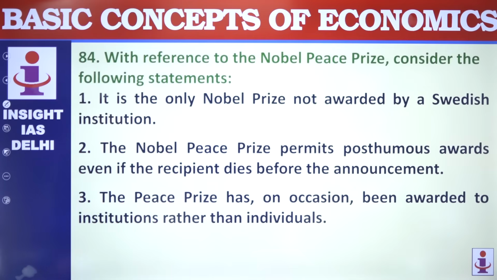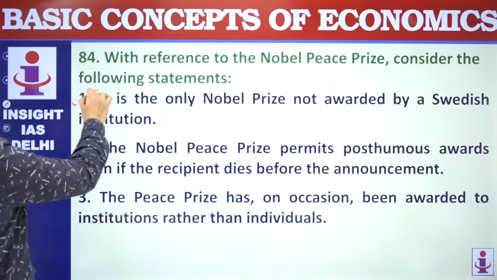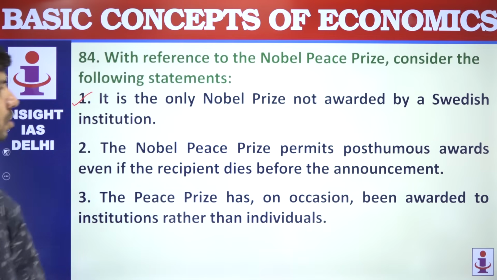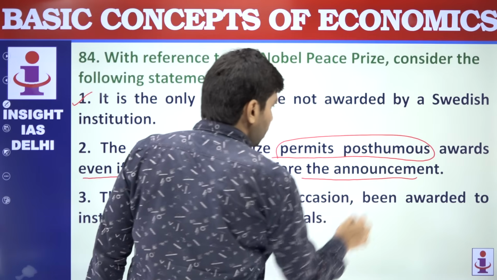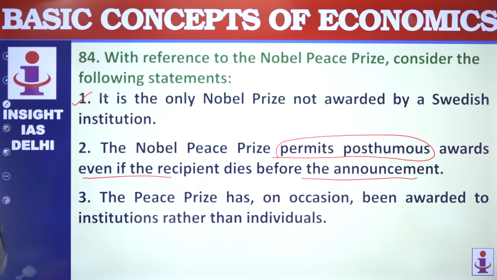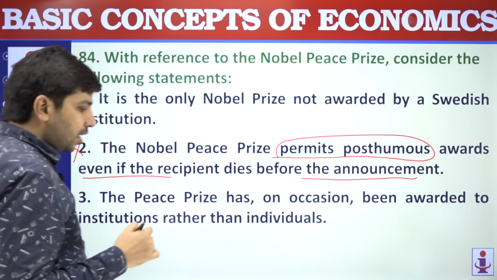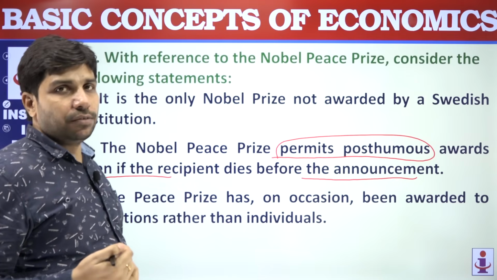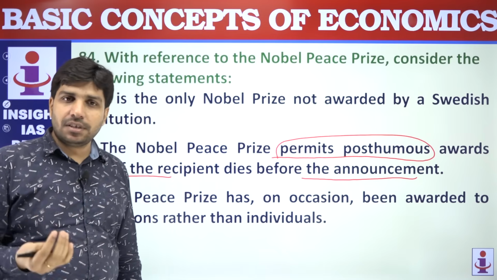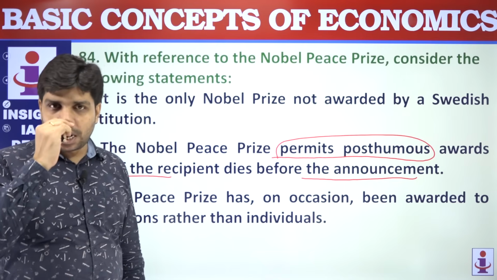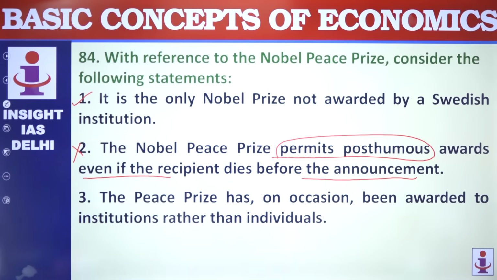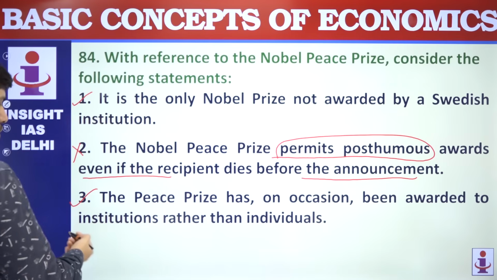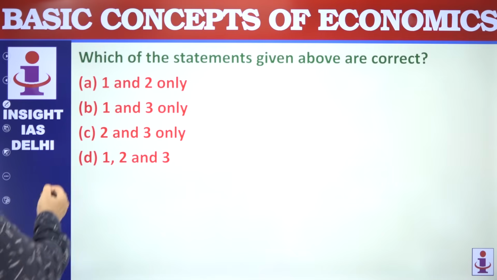Nobel Peace Prize, it is the only Nobel Prize not awarded by a Swedish institution. This is correct. The Nobel Peace Prize permits posthumous award, meaning if someone has died, even if the announcement has not yet been made, can the Nobel Prize be awarded posthumously? No, this is not correct. Nobel Peace Prize can only be awarded when the person was alive. After the announcement of the prize, if the person dies, that's okay. But if the person is not alive, then an announcement cannot be made that this person will get the Nobel Peace Prize. So this statement is not correct. Has on occasion been awarded to institutions? Yes, it has been awarded to institutions like OPCW. 1 and 3 are correct.